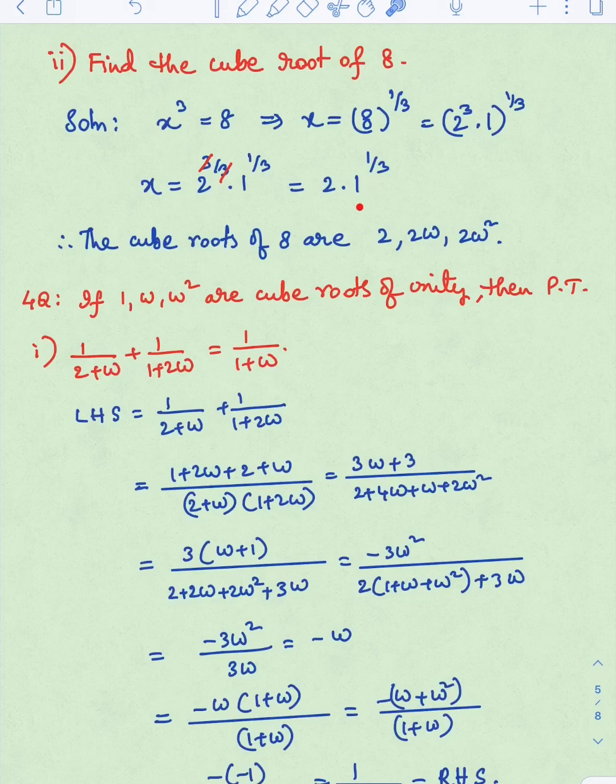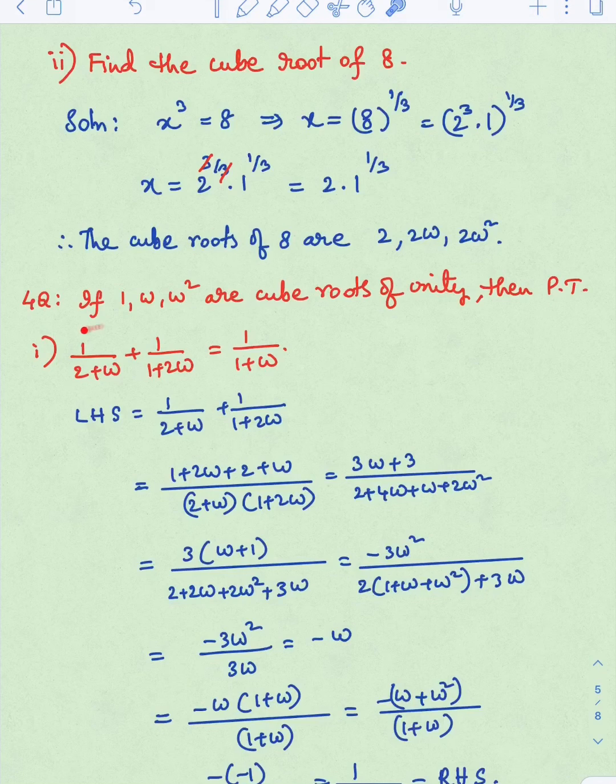We want the cube roots of 1. What are those? They are 1, omega, omega square. That is, 2 ones are 2, 2 into omega is 2 omega, 2 into omega square is 2 omega square. These are the 3 cube roots of the given 8. That's all.